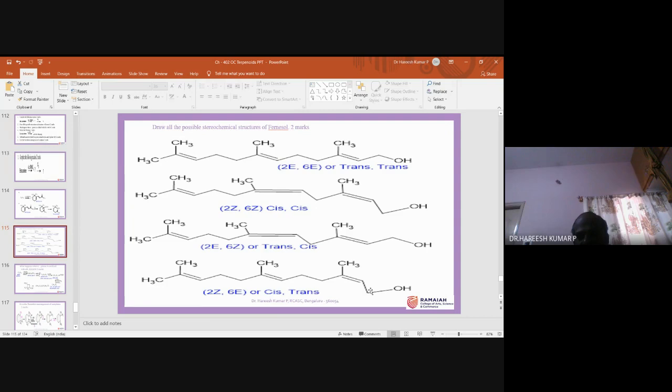And this one, 2Z, that means both the priority groups are on the same side, so it is a cis one. And this one is trans one, so it is a cis trans farnesol. So you need to write all these four possible isomers for the farnesol. So with this I will go to the next question.